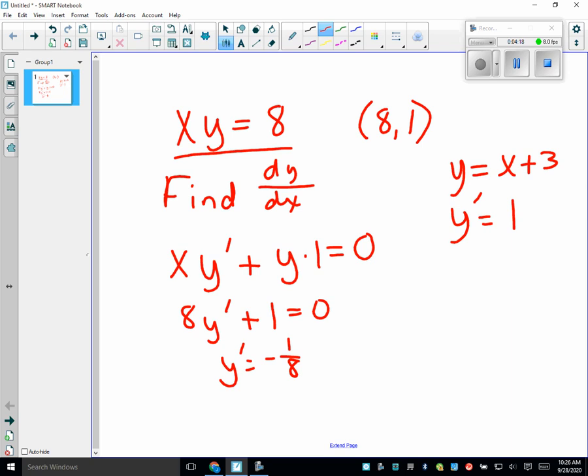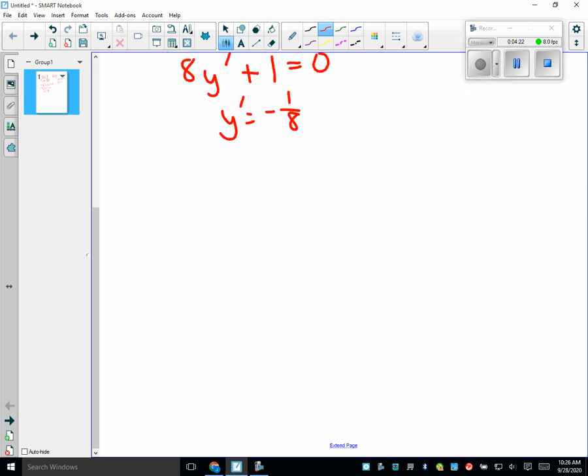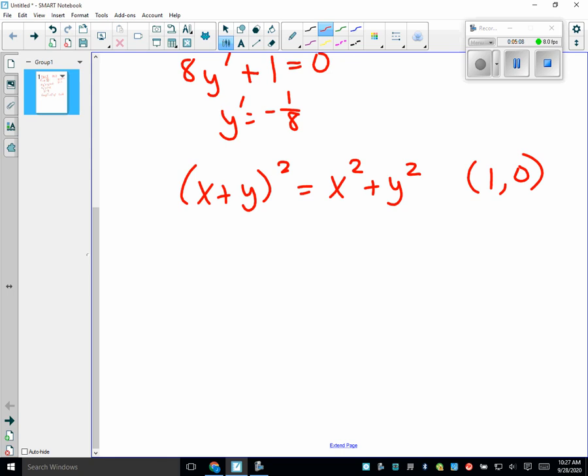Let's go harder. Might as well. (x plus y) squared equals x squared plus y squared, at the point (1, 0). Okay? Y prime. Y prime, right?